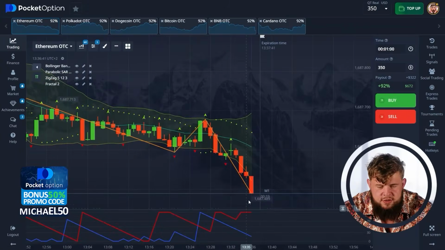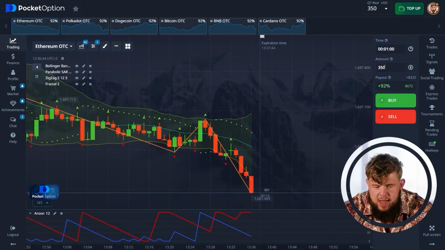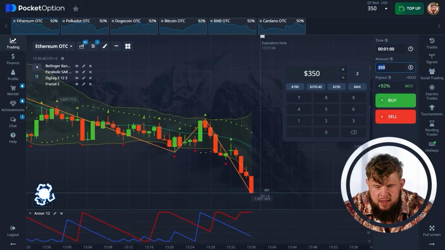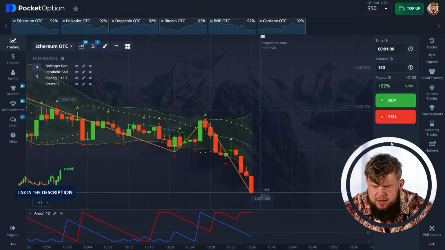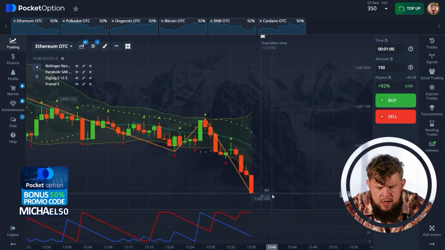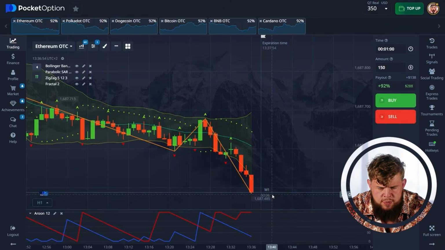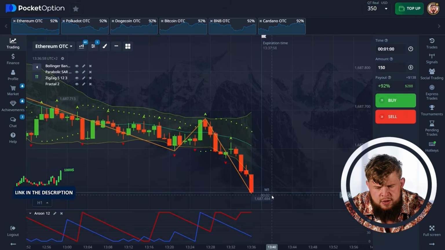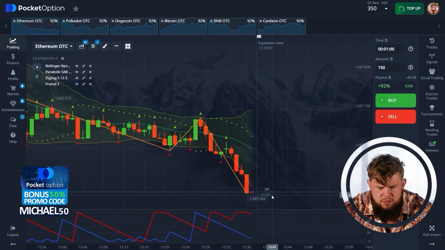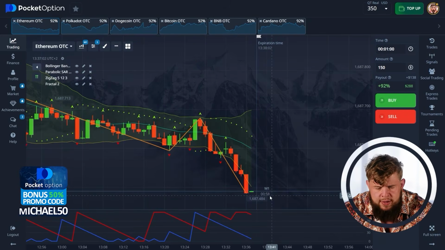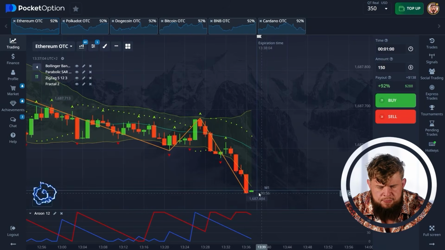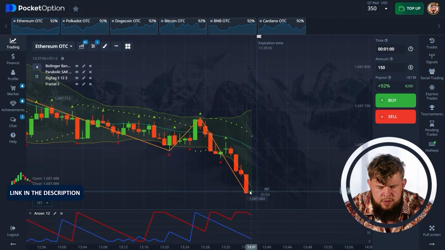Fine. So according to the Aroon Oscillator, let me first change the investment. It will be 150. Now we're ready to start, as I told you. You can clearly see that first of all, we have broken through the bottom line of the descending channel. So we have additionally confirmed that price is going to go lower. According to the zigzag, we're in the sell zone.